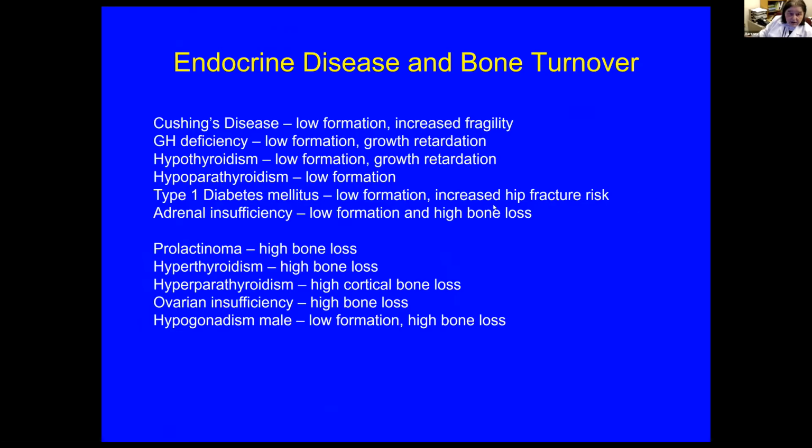Well, this is just a slide to give examples of bone turnover changes associated with secondary causes. Like if you have a patient with Cushing's disease or steroid treatment, you can expect low bone formation and increased bone fragility, candidate for anabolic treatment. If you have a patient with hypothyroidism, you have low bone formation, and if it's young enough, then growth retardation. And adrenal insufficiency is also low bone formation.